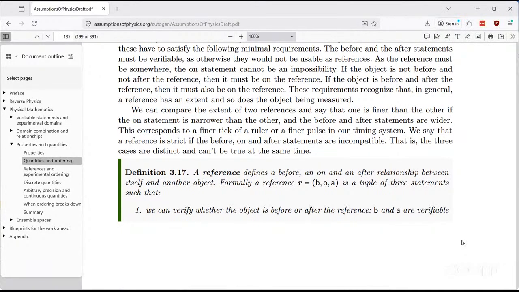You can compare the extent of two references and say that one is finer than the other if the on statement is narrower than the other, and the before and after statements are wider. This corresponds to a finer tick of a ruler or a finer pulse in our timing system. We say that a reference is strict if the before, on, and after statements are incompatible. That is, if the three cases are distinct and can't be true at the same time.